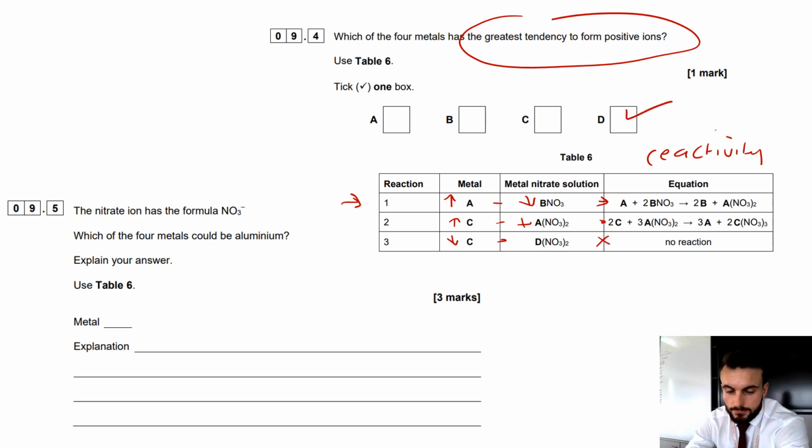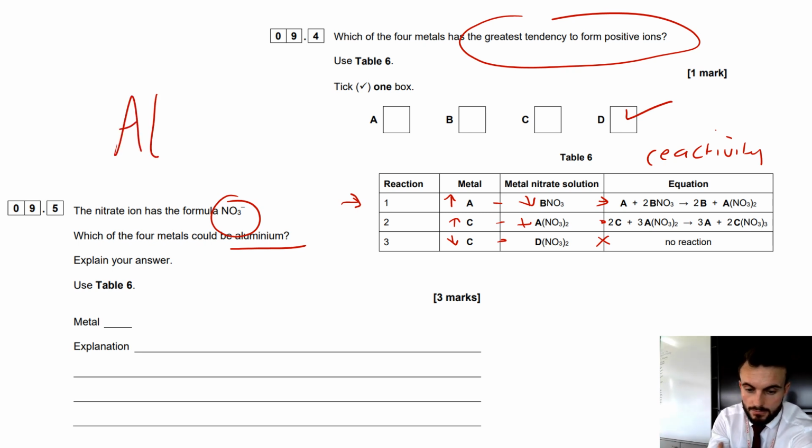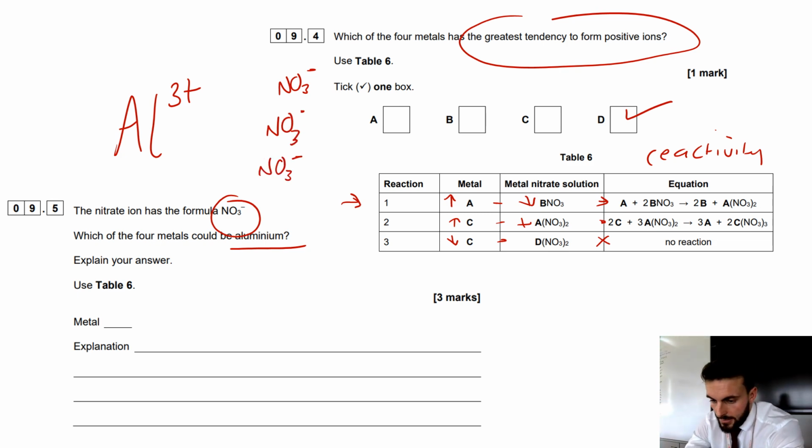Nitrate ions form the formula NO3-, which is a useful bit of information for this question. Which of the 4 metals could be aluminium? First off, you should hopefully know that because aluminium is in group 3, aluminium makes 3+ ions. So the easiest way to think of this is if you have an aluminium 3+, you're going to need 3 nitrates to cancel that out. So we look at this and we find which one of these has got 3 nitrates attached to it. It's this one here.